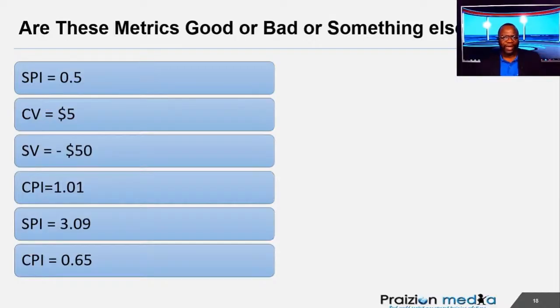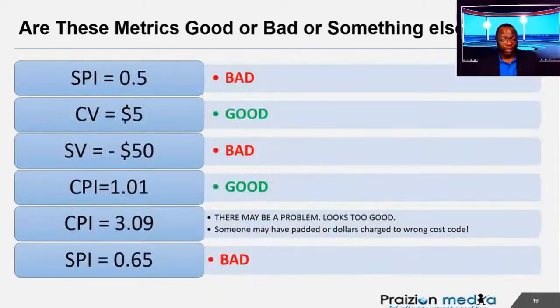Not only do you know that's bad, but you know I'm only 50% efficient schedule-wise, or I'm under budget if I have a CV of $5, or if I have an SV of minus $50, that means I am behind schedule by $50. CPI equals 1.01, it means that I am under budget. SPI equals 3.09, that is not good. There may be a problem. It looks too good. Sometimes when things look too good, you've got to ask, why do we look so good?